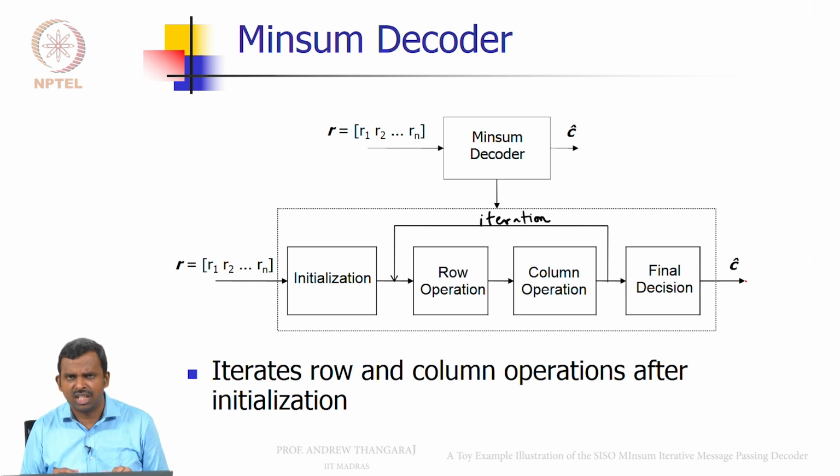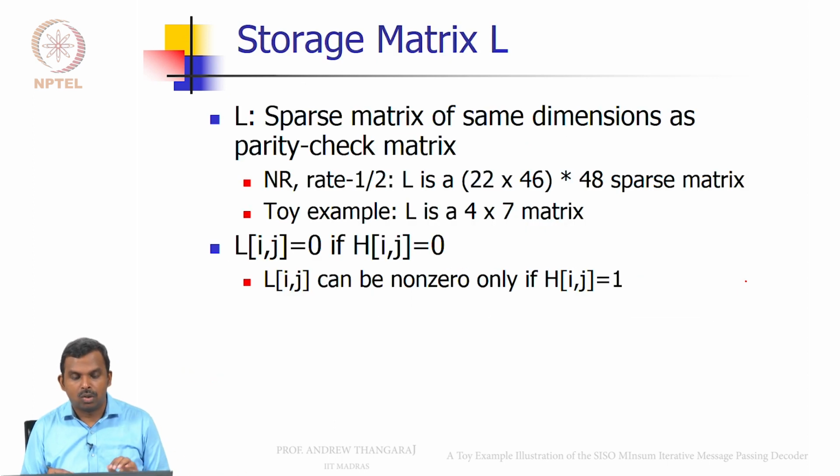This initialization and storage is important. I will mention that as well. All these messages that are getting exchanged have to be stored somewhere, and you have to access them. That is something I will illustrate as well. The storage matrix is what we will use, this notion of a sparse matrix which has the same dimensions as the parity check matrix.